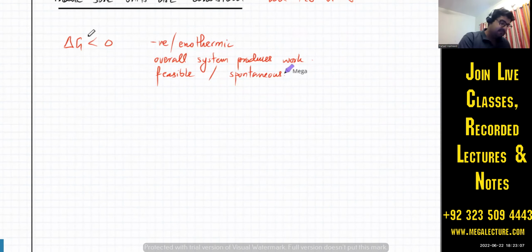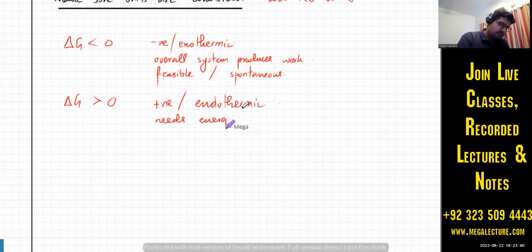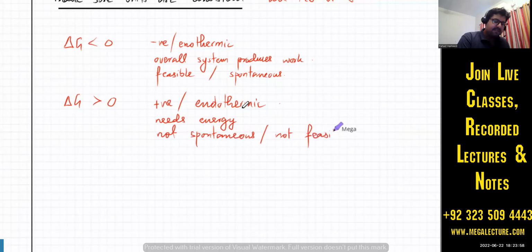So now what if the overall energy of the system, delta G, comes out to be endothermic? If it comes out to be endothermic, that means greater than 0, positive. That means it's endo. So that means the system needs energy from the outside. It needs help. It's endothermic. So it needs energy. And unless you give it energy, nothing is going to happen. So that means it's not spontaneous, and not feasible. Nothing will happen unless you give it energy.